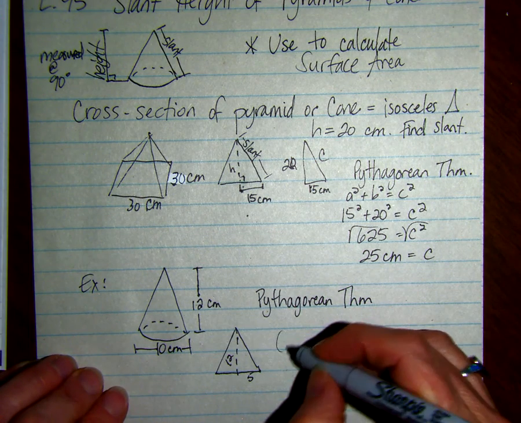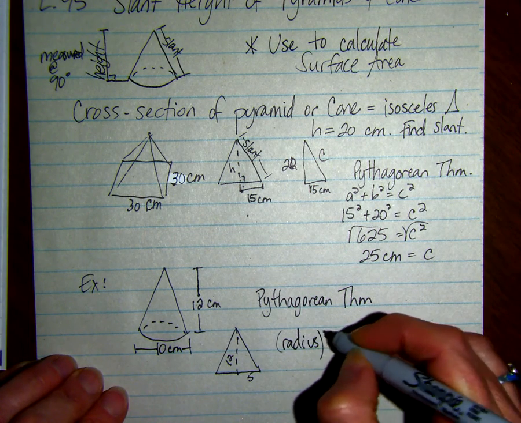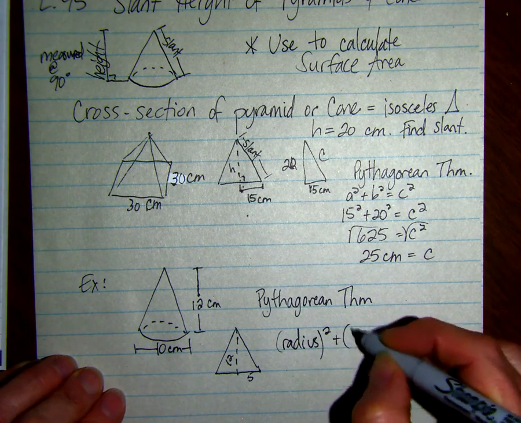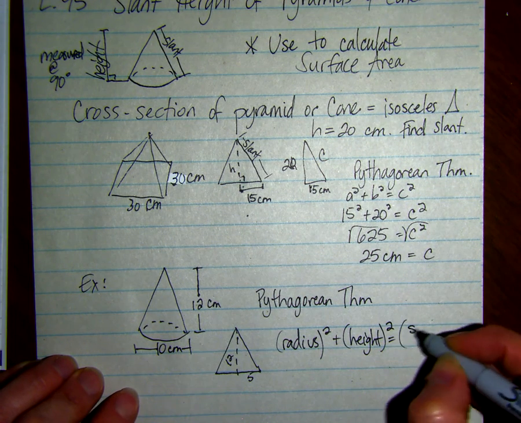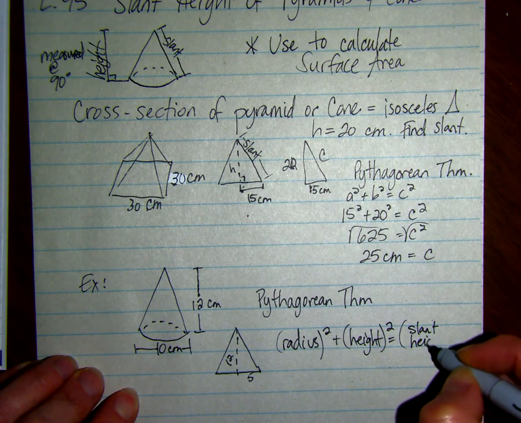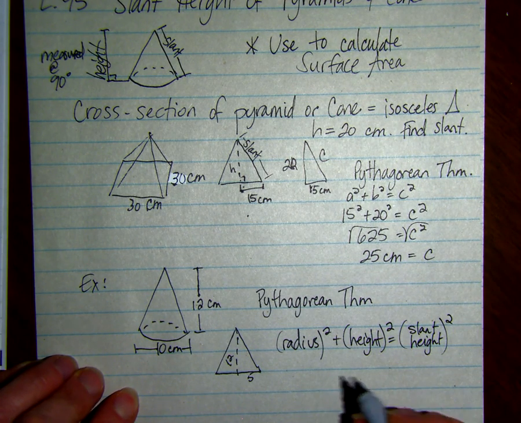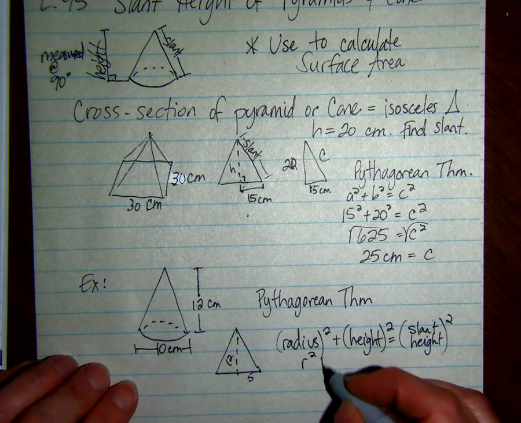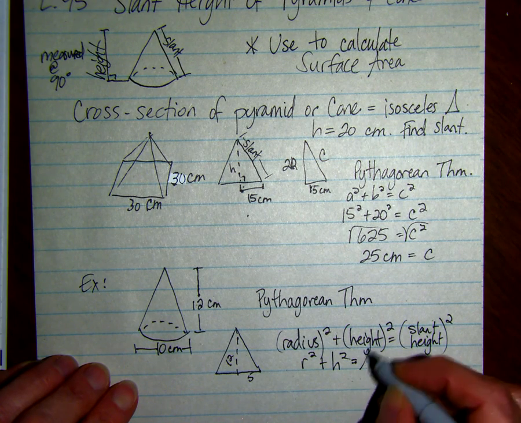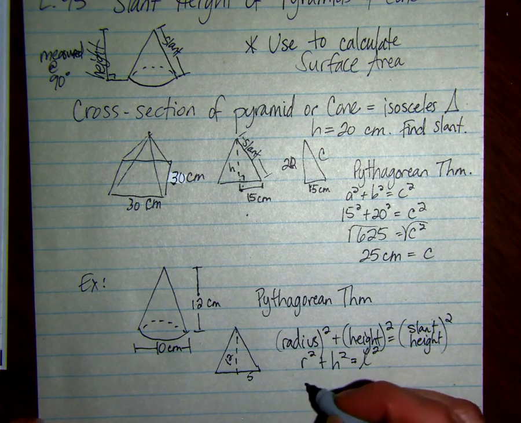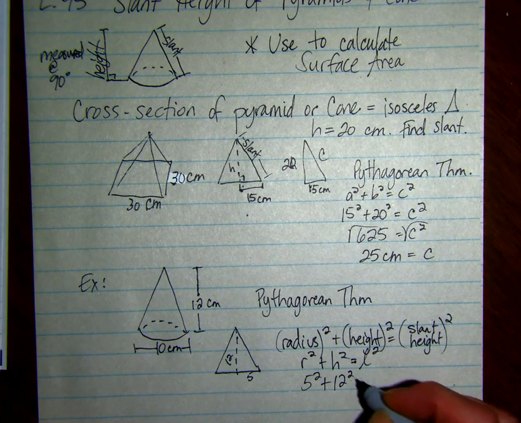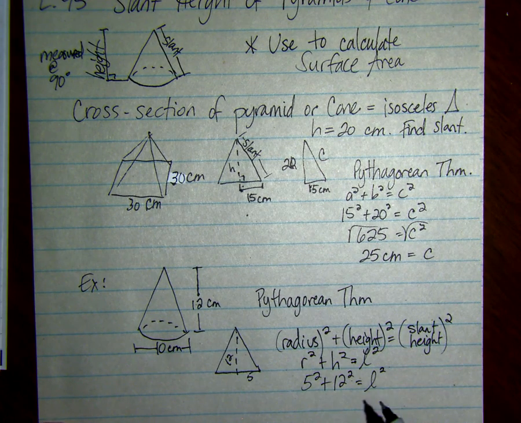So we're going to do the radius squared plus the height squared equals the slant height squared. So r squared plus h squared equals slant height squared. We do like a cursive L for slant height. So we have 5 squared plus 12 squared equals L squared.